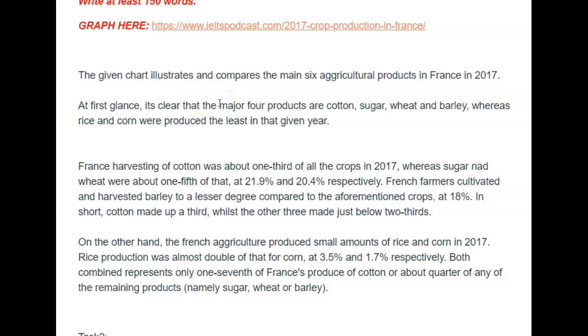All right, so the 4 major products are cotton, sugar, wheat, and barley, whereas rice and corn were produced the least in that given year. Perfect. France, this is a little strange here, France harvesting of corn. You could have said France's harvest of corn was about 1/3 of all the crops in 2017, whereas sugar and, careful with your typing, whereas sugar and wheat were about 1/5 of that.